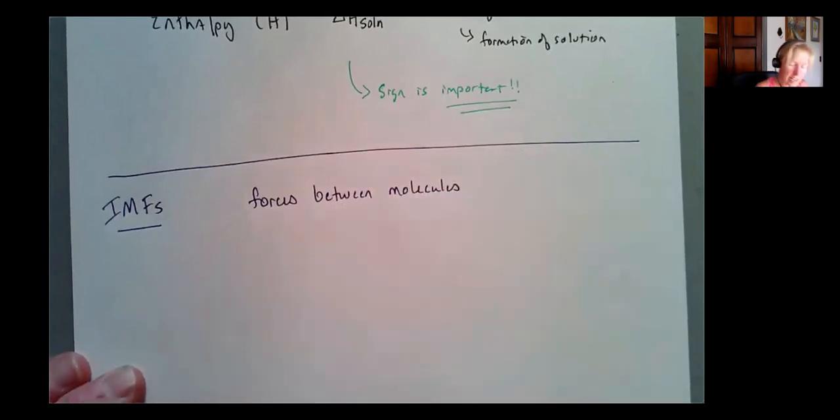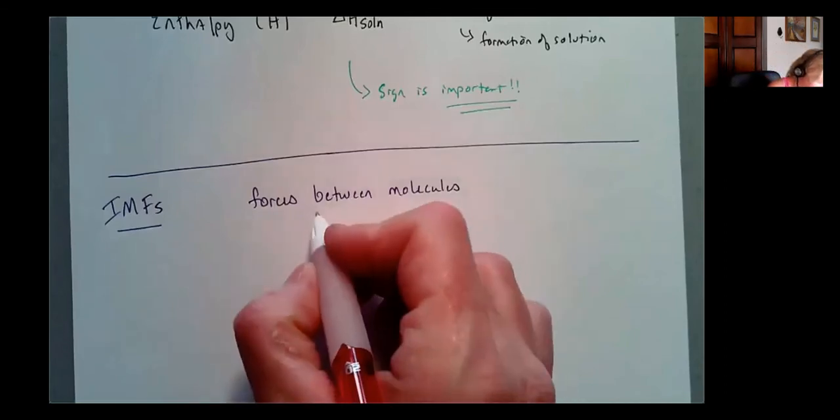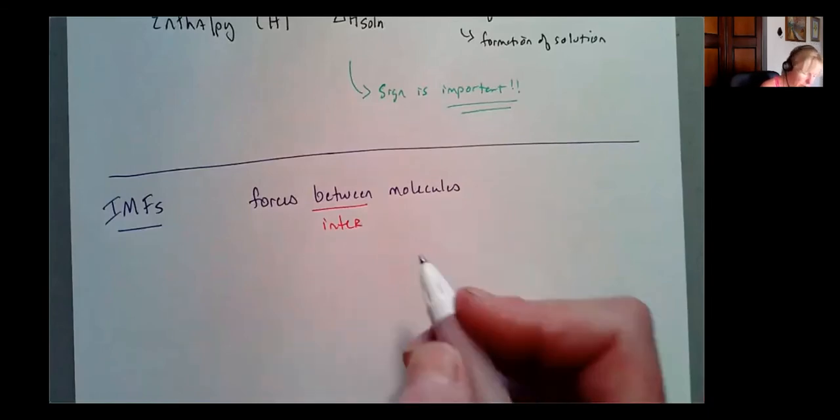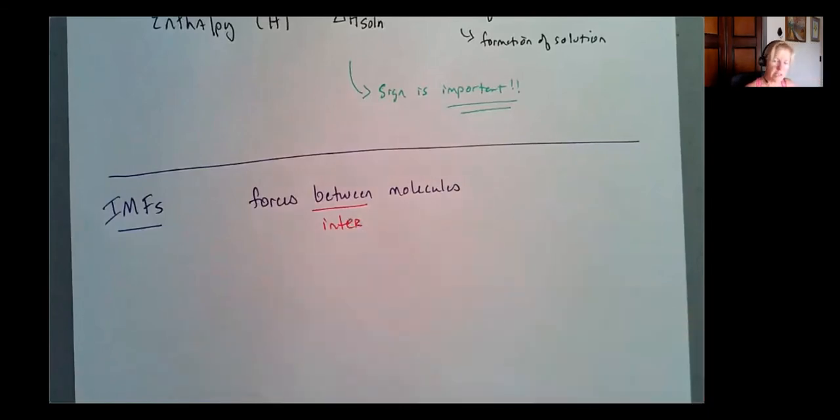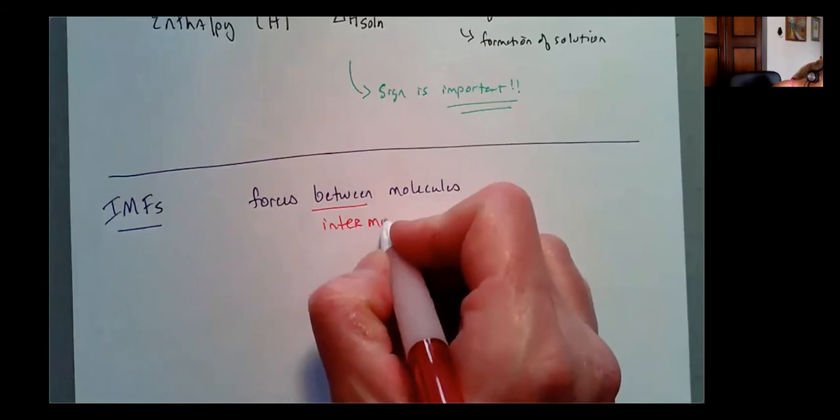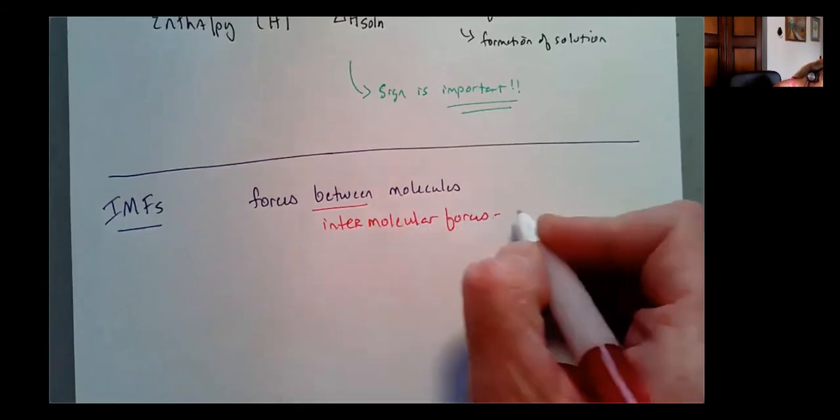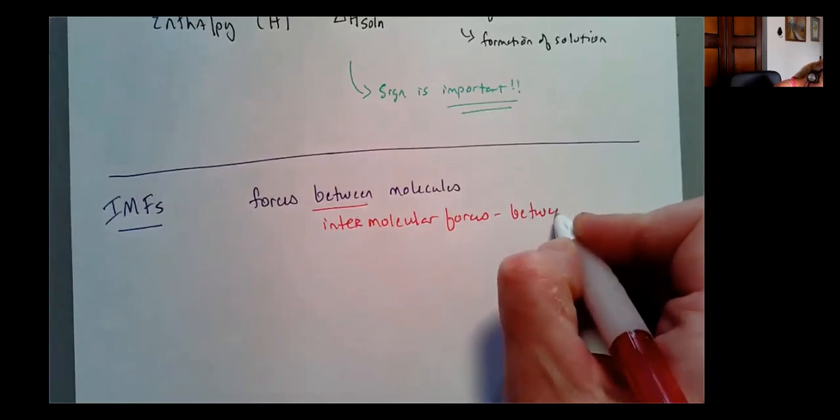So in a compound, when you form chemical bonds, those are forces within a molecule. These are going to be forces between molecules. Anytime you see inter, that means between. So if I have an interstate, it's between the states. That freeway is going to go across many states. So intermolecular forces happen between molecules.